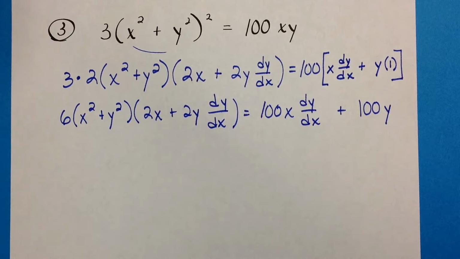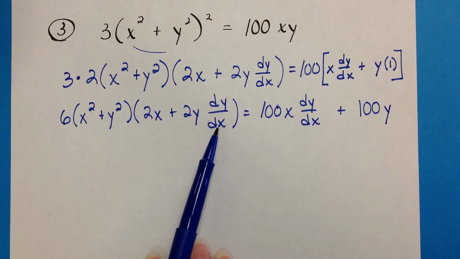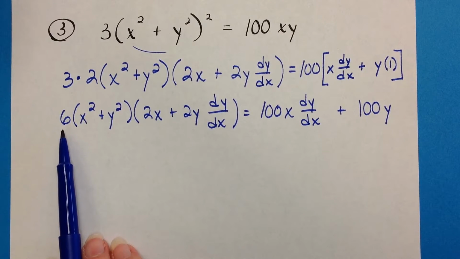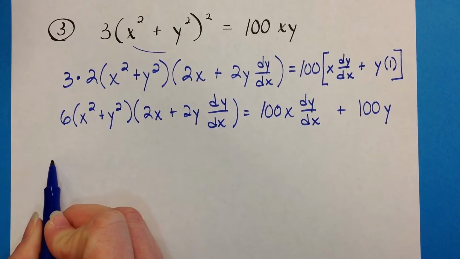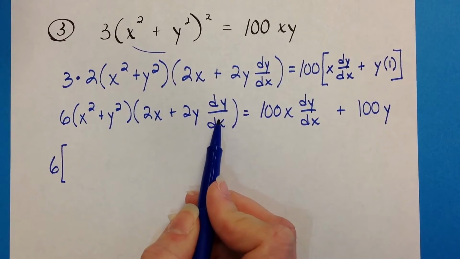Okay, let's see. So now we need to get all of our terms containing dy dx on one side. What I would probably suggest, let's see, there's a couple different ways you could do it. We're going to need to take some steps and get this multiplied out. Let me just go ahead and leave the 6. We'll worry about that in a minute. Alright, so I'm going to FOIL this out.